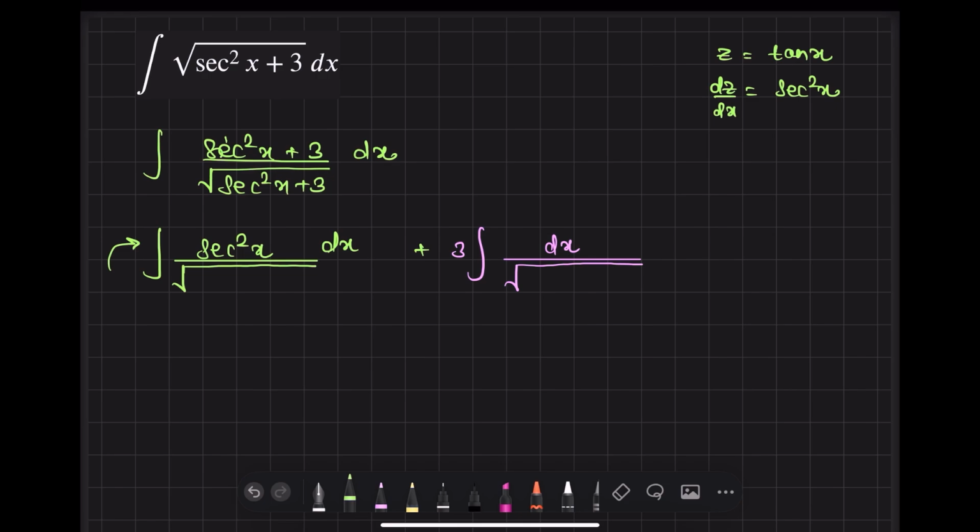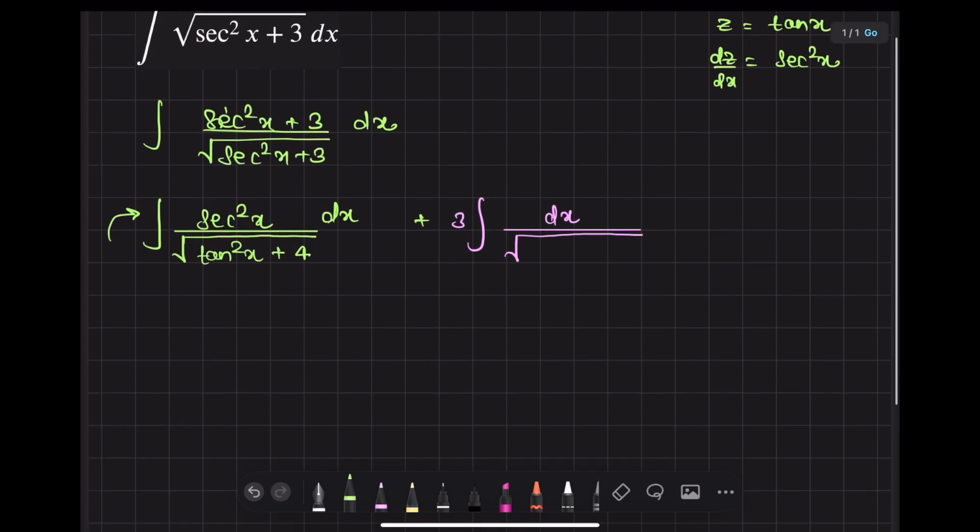Now look at this. It is sec square x. Sec square x is what? 1 plus tan square x. So can I write tan square x plus 1 plus 3? So it is 4. Now I'll break this function first. I'll take z as tan x. So we will have dz by root over z square plus 2 square.